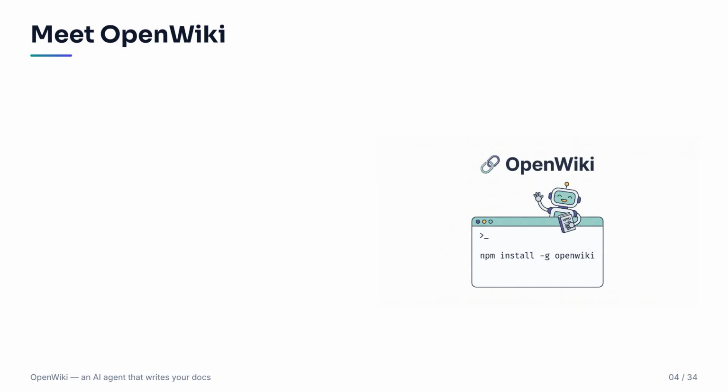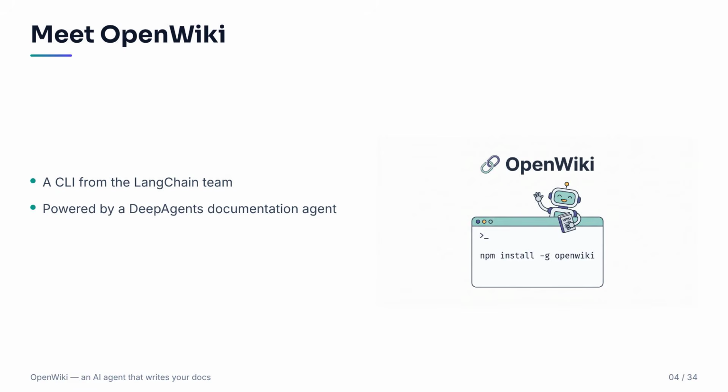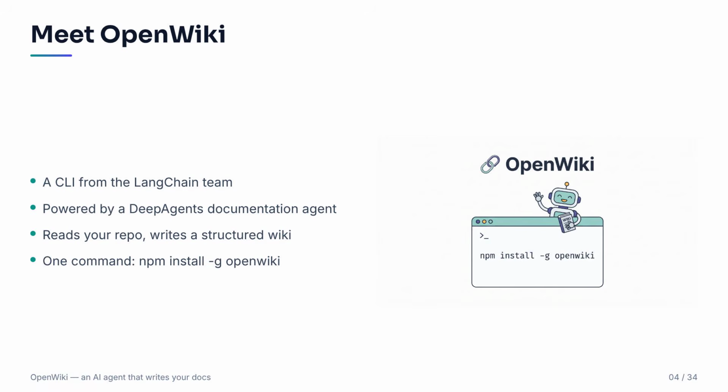Meet OpenWiki. It's a command-line tool from the LangChain team, powered by a DeepAgents documentation agent. The idea is simple. The agent reads your repository, understands it, and writes a structured wiki for you. Installing it is one command, npm install -g OpenWiki.